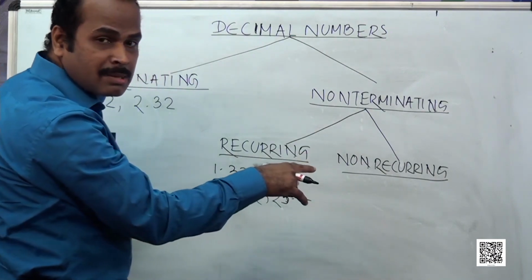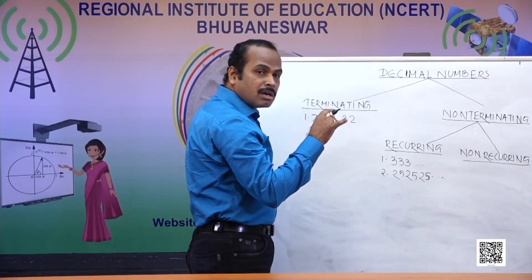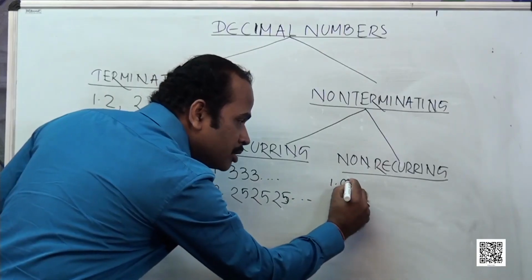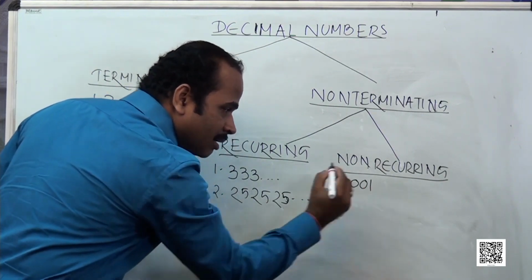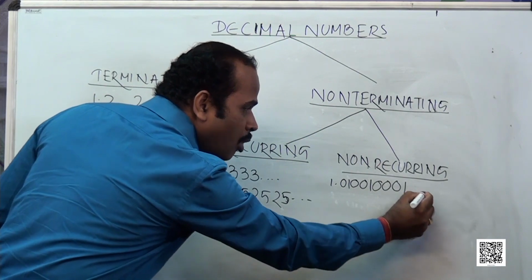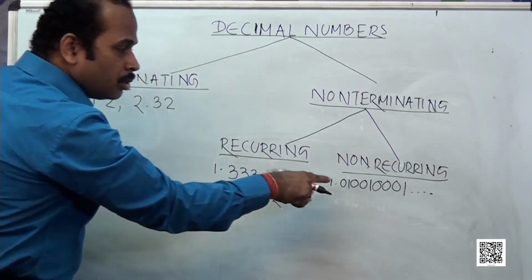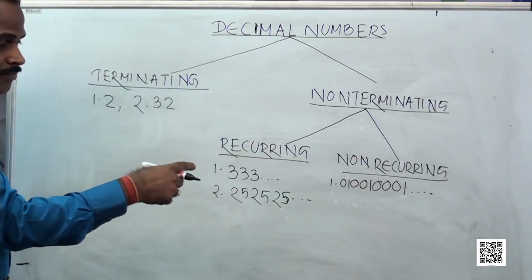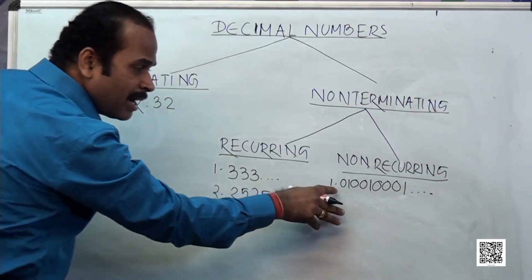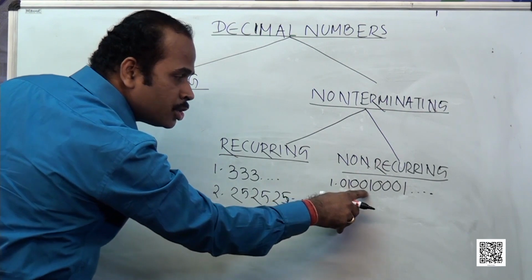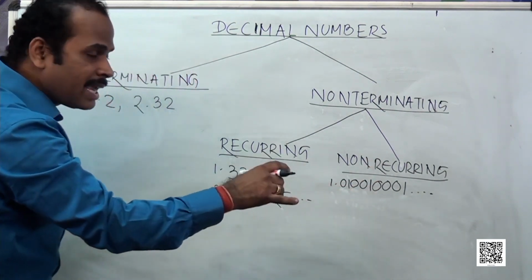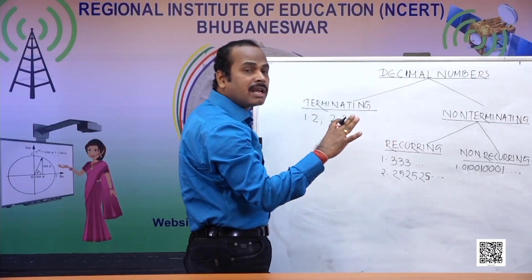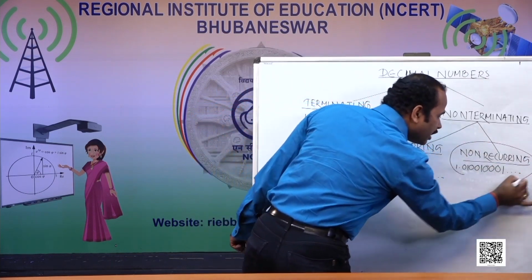But there exist some decimal numbers which are neither terminating nor recurring. For example, 1.01001000100001 and so on. Though it is not terminated at any place, none of its parts is recurring. Here I find a pattern: 01, 001, 0001. No particular part of this number is repeating, it is only coming in a pattern, so it is not considered repeating. Such numbers are non-recurring.